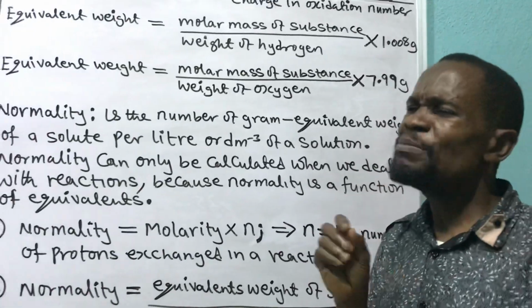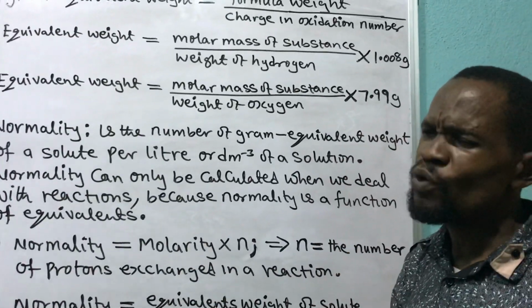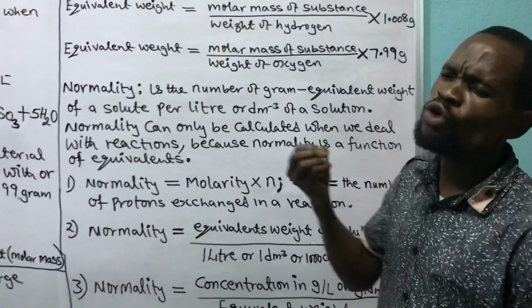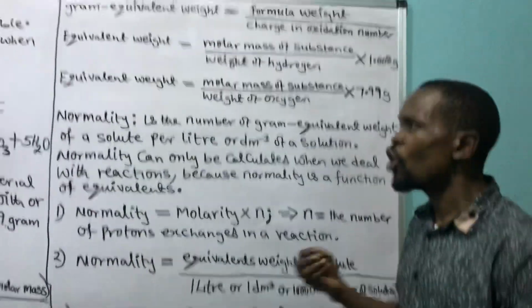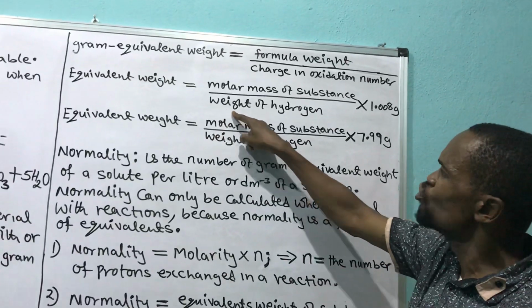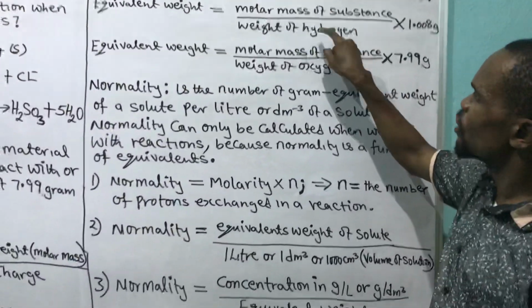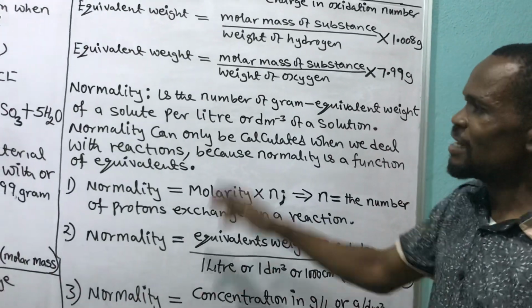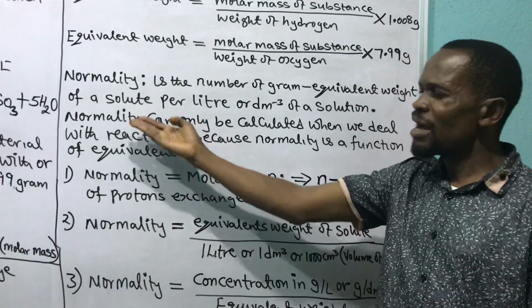What does it mean? It means that for us to calculate the equivalent weight, it's talking about what reaction will produce hydrogen or oxygen. If that reaction produces hydrogen, look at what we are going to use. If that reaction produces oxygen, you use this. Then now, let's go into normality.